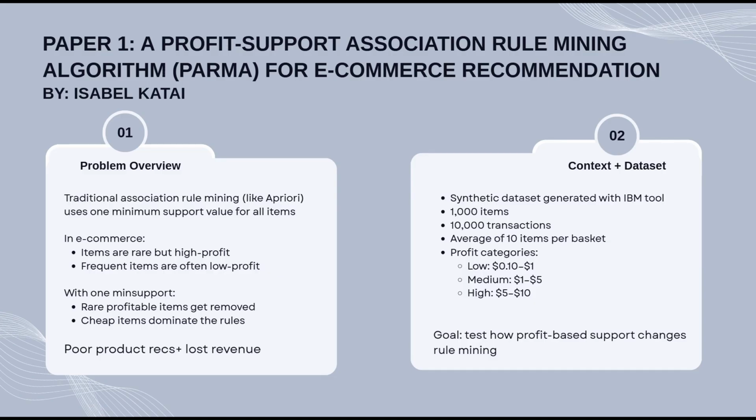To approach this problem, the authors use a synthetic e-commerce dataset generated with IBM's transaction generator, including 1,000 items and 10,000 transactions, with an average of 10 items per transaction. Each item in the dataset is assigned a profit level, low, medium, or high, to simulate real-world e-commerce products. So this setup allows the authors to test whether the profit-based minimum support actually improves the quality of discovered rules.